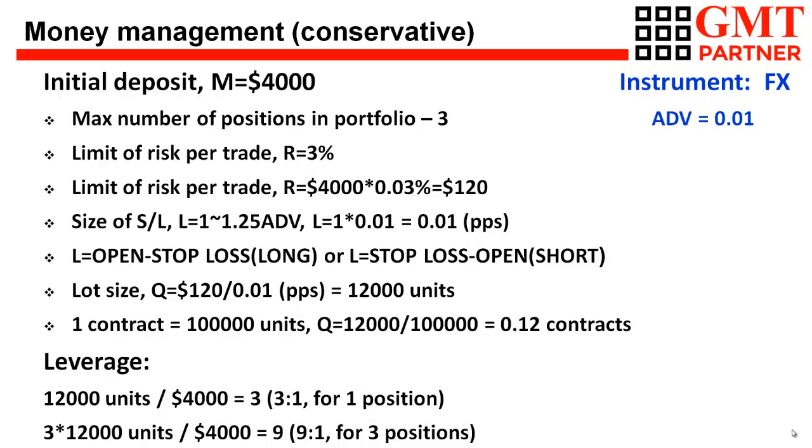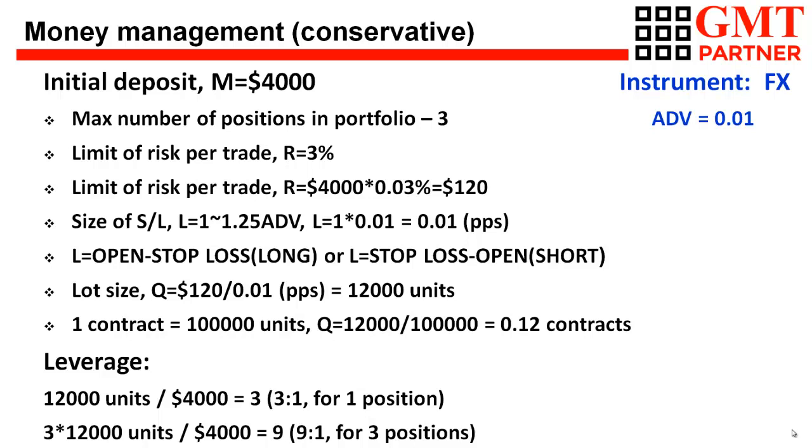Suppose a trader has opened a real trading account and funded it with $4,000. So, according to the rules of the conservative approach of money management, the financial risk of the trader in one single transaction would be limited to $120.